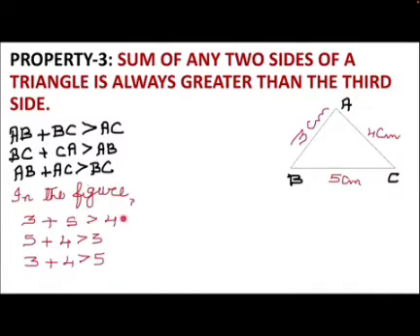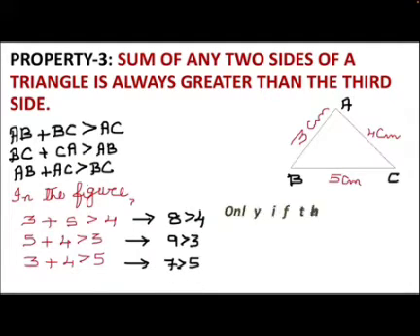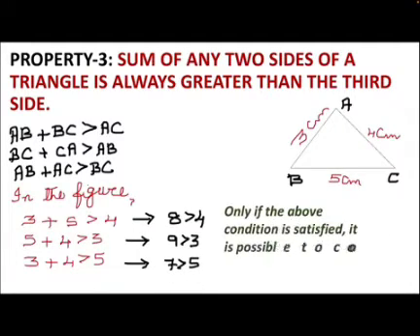This is the third property that we have learned today. Sum of any two sides is always greater than the third side. Okay? So, I hope that's clear. 8 is greater than 4. 9 is greater than 3. 7 is greater than 5.